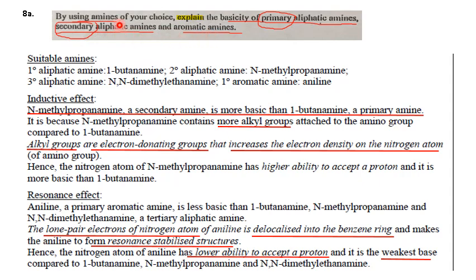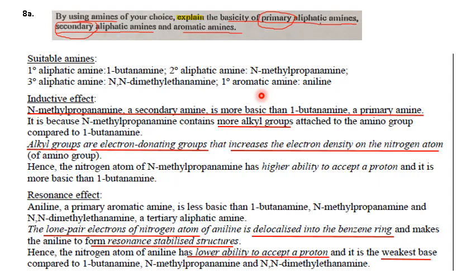For suitable examples, for primary amine we use 1-butanamine, and for secondary aliphatic we use N-methylpropanamine. Because the number of carbon for both is the same, 4 carbons. And then for tertiary aliphatic amine we use N,N-dimethylethanamine, a 4 carbon compound as well. And the most general aromatic amine is aniline, the primary aromatic amine.